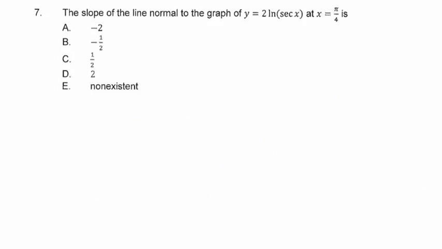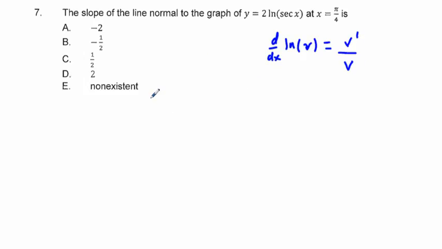Next problem, 7. The slope of the line normal to the graph of y equals 2 ln secant x at x equals pi over 4 is... For this, we need to know the differentiation technique for natural logarithms. We have d dx of the natural logarithm of a function, which we'll call v, equal to the derivative of v over the original function. So the derivative over the original.